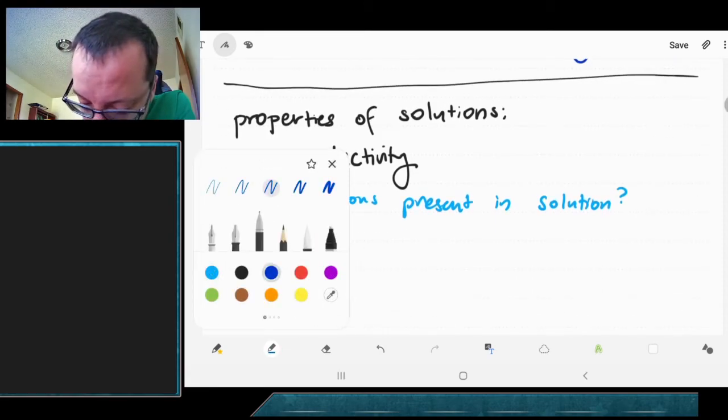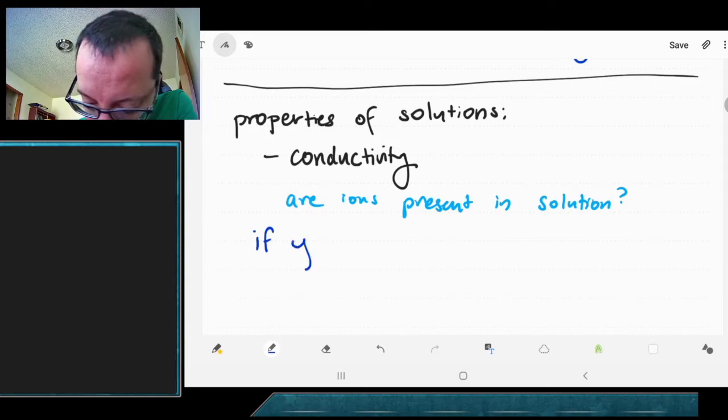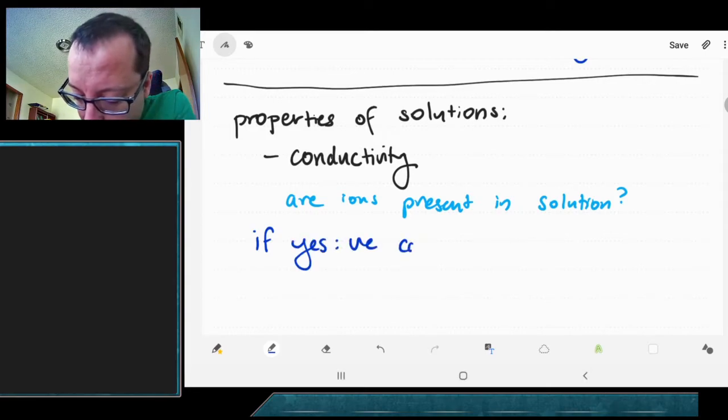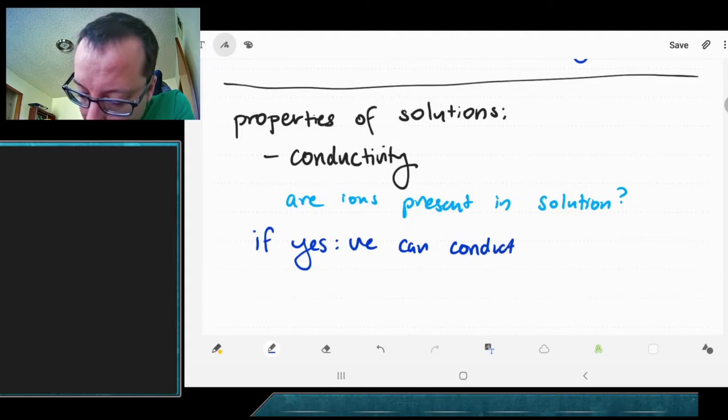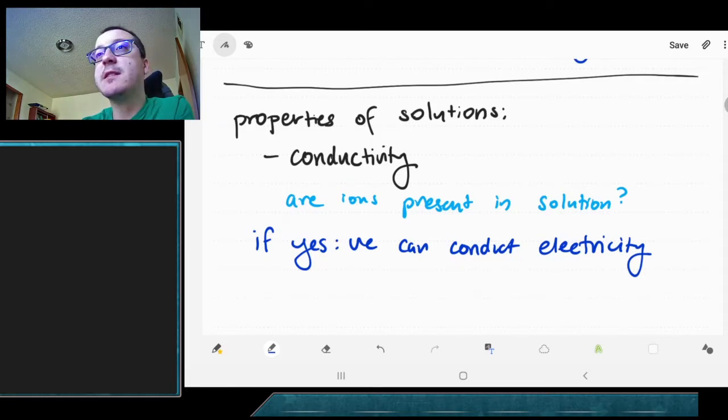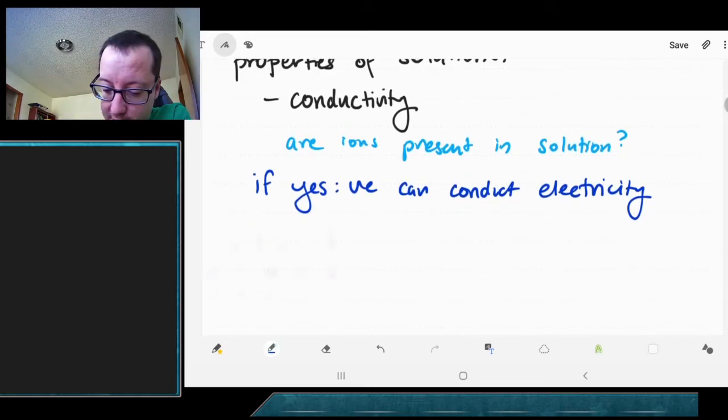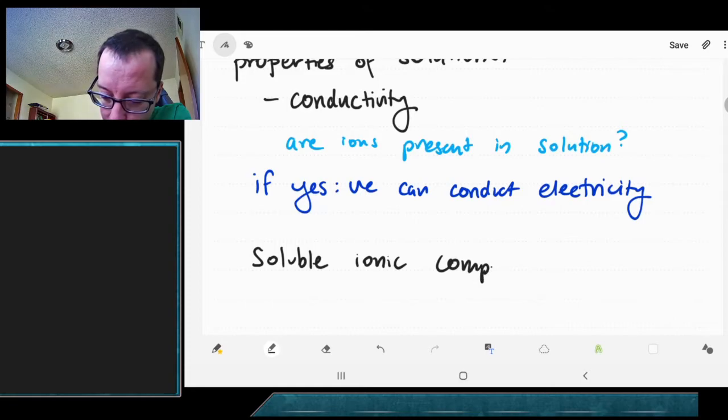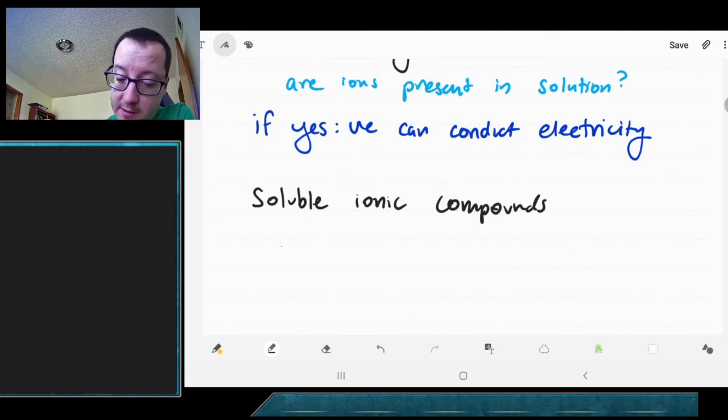And we're going to see that some substances will behave differently when we dissolve them. We're going to see that soluble ionic compounds like the sodium chloride, we call these strong electrolytes.